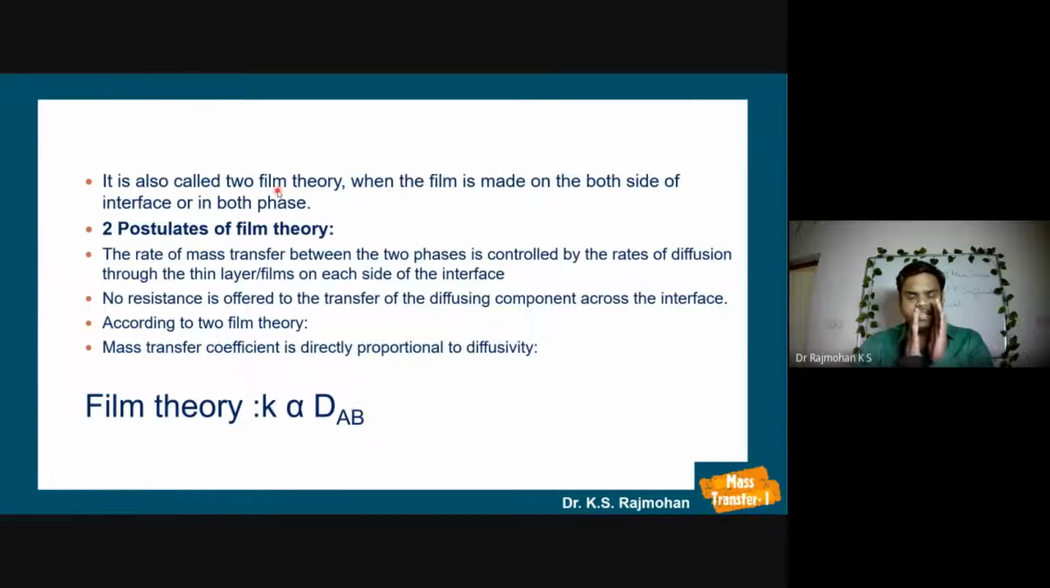So if it is solid and liquid, we consider only one film. But if we consider gas and liquid, we can assume a thin film on the gas side and a thin film on the liquid side. Thereby we have two films on either side of the interface, and across these two films we are going to have two resistances.